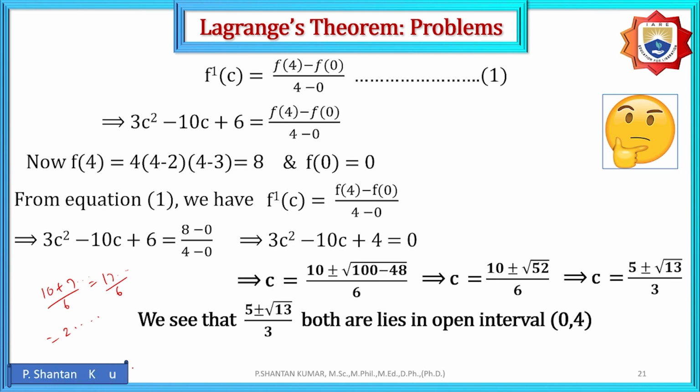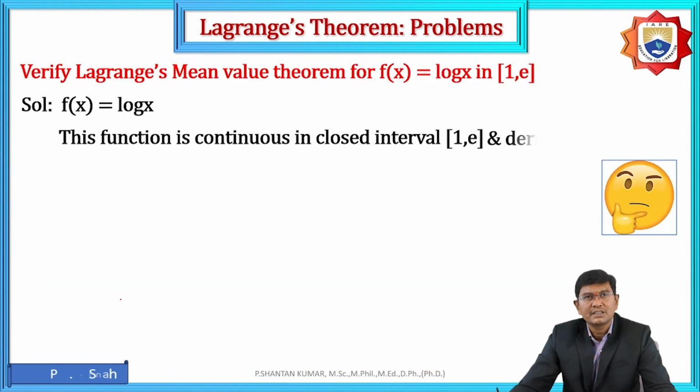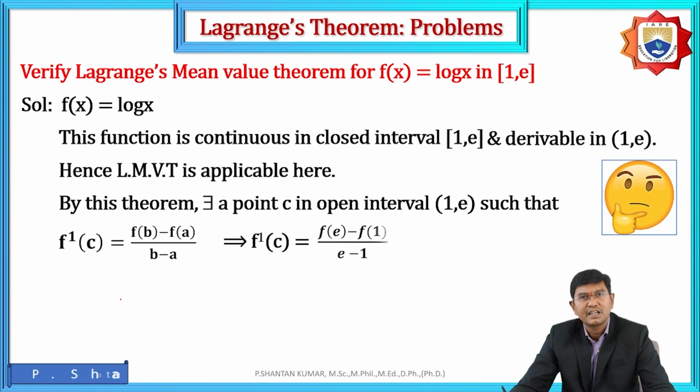For example, the negative value is 10 minus 7 point something by 6, which is 3 point something by 6, so about 0.5 something. That 0.5 something also lies inside the given interval. Therefore the three conditions are satisfied. And log x, a logarithmic function, is a continuous function, applicable here. Three conditions.